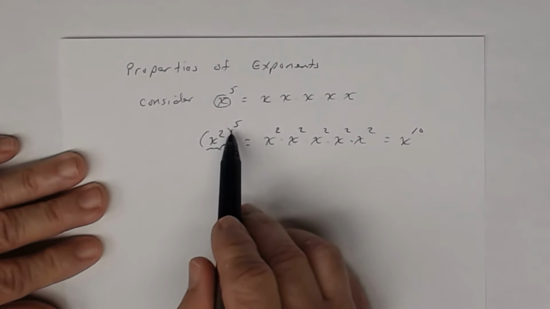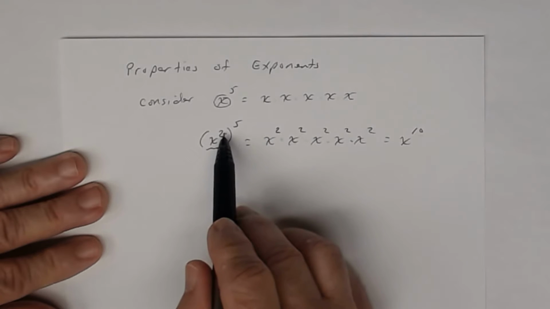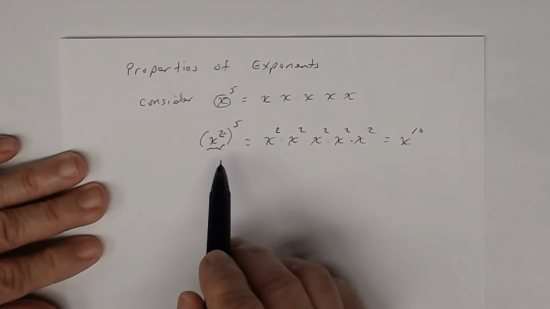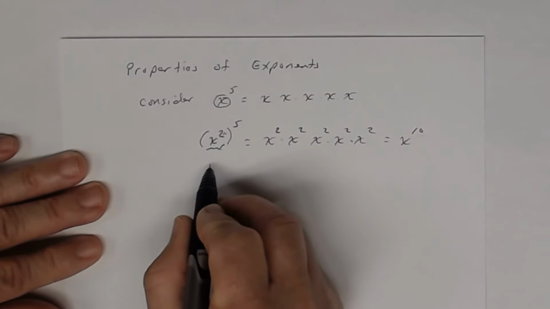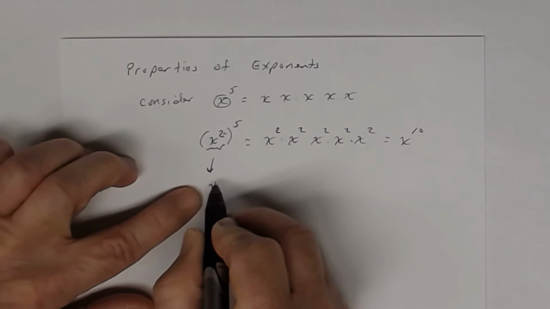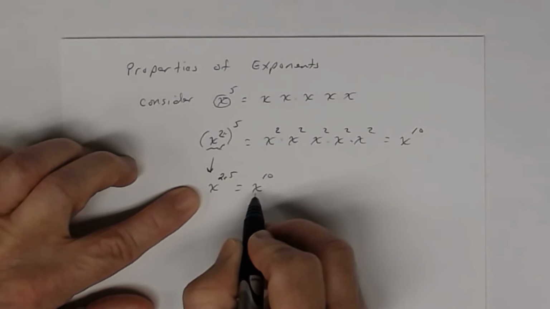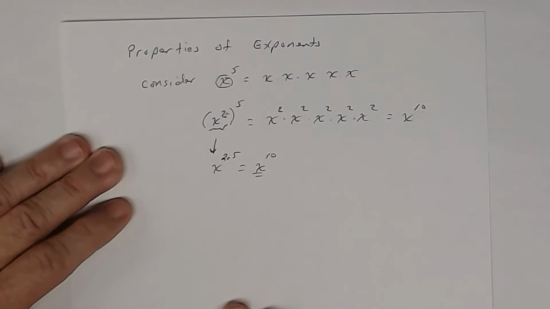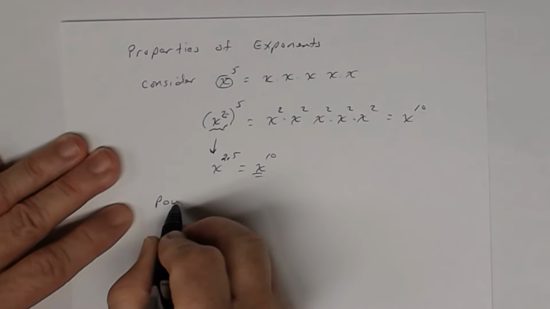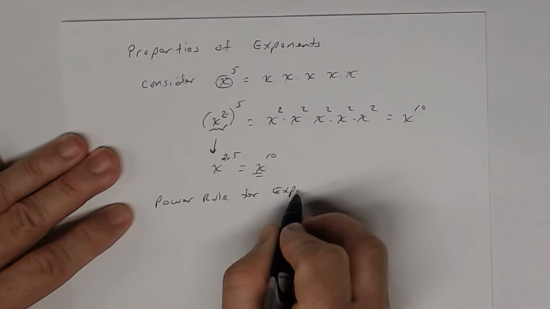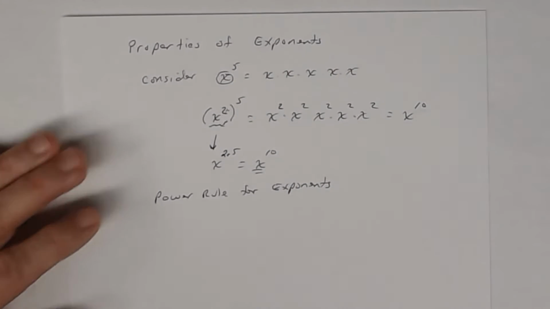So the rule, or the operation at this point, is that when you have a power raised to another power, or an exponent raised to another exponent, you're going to multiply those exponents. So this becomes x to the 2 times 5, which is x to the 10th power. So that brings us to the power rule for exponents. So let's consider the power rule for exponents.